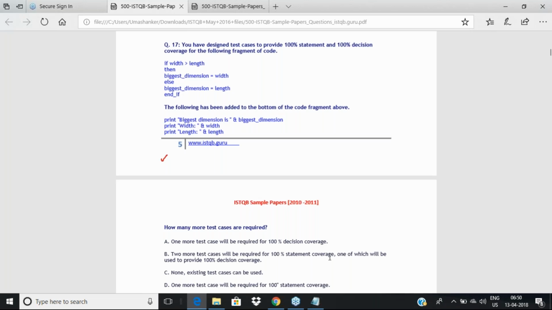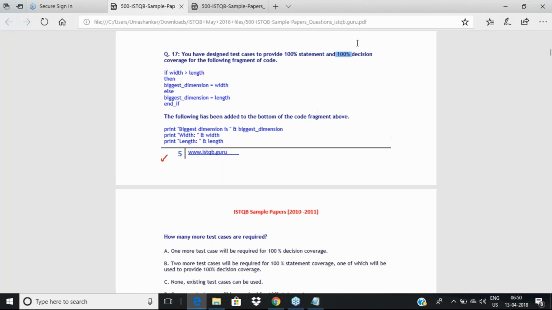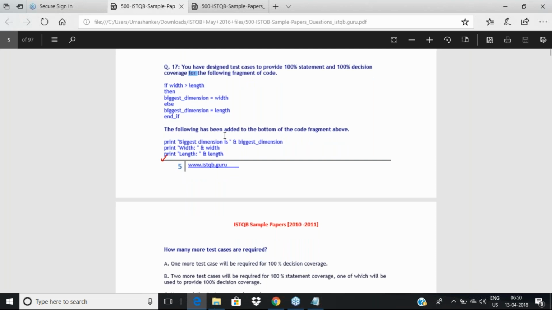Okay, A cannot definitely be the answer because there is no decision here. The decision is all completed here, and you are given the information that 100% decision coverage is already achieved. So A will not be the answer.